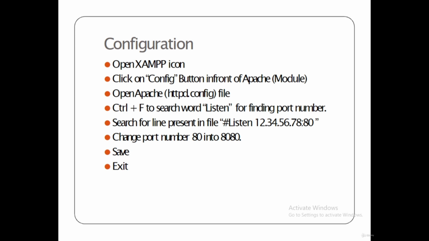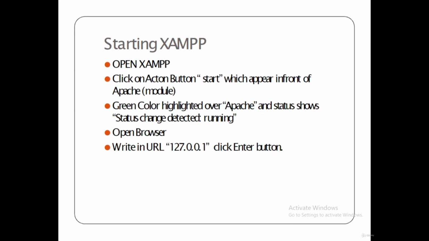Open the XAMPP icon and click the configure button in front of the Apache module. Open the httpd.conf file. Press Control F and search for Listen to find the port number. Search for the present #Listen 127.0.0.1:80. Change the port number 80 into 800. Save and exit.